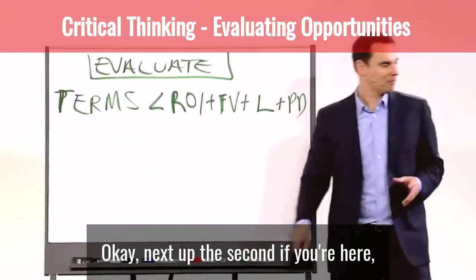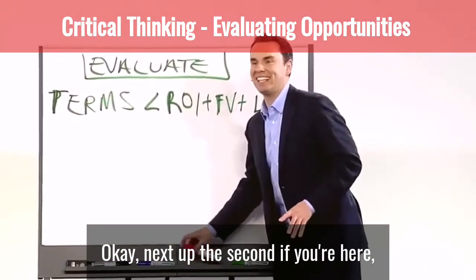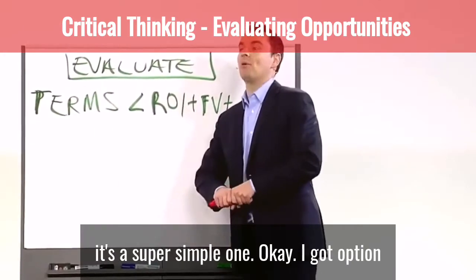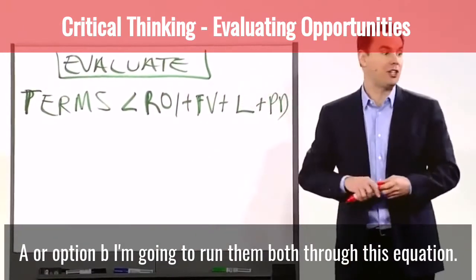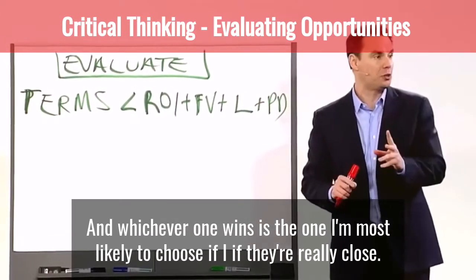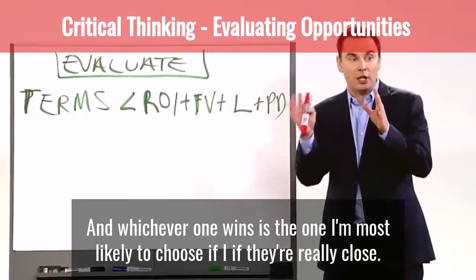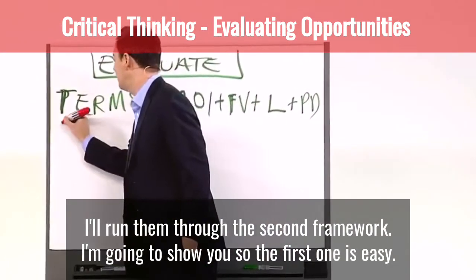Okay, next up. It's a super simple one. I've got option A or option B. I'm going to run them both through this equation, and whichever one wins is the one I'm most likely to choose. And if they're really close, I'll run them through the second framework I'm going to show you. So the first one is easy.